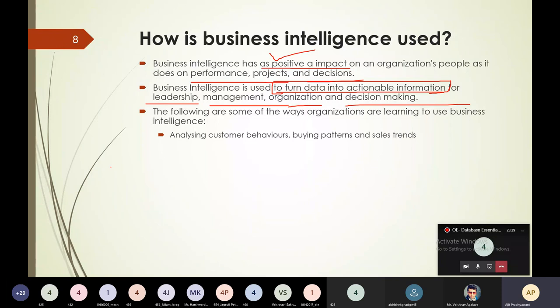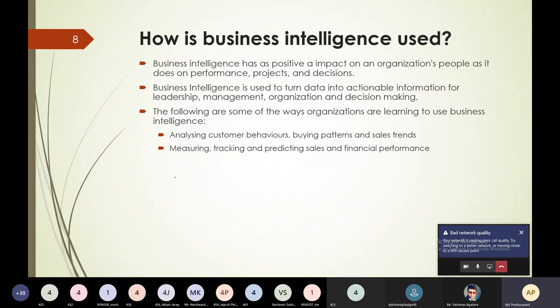This covers customer buying patterns and sales trends, etc. Next is measuring, tracking, and predicting sales and financial performance. To do this, you can make use of business intelligence.